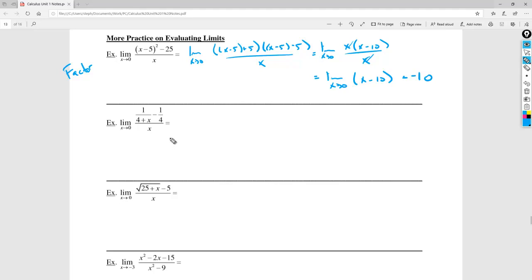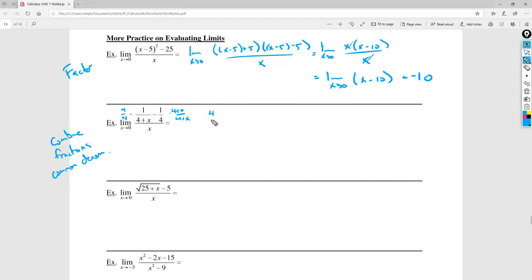Next one, I have a complex fraction. So this is going to be our combine fractions strategy, or get a common denominator, however you want to think about it. Alright, so in order to get a common denominator, I'm going to multiply 1/4 by (4 plus x) over (4 plus x). I'm going to multiply 1 over (4 plus x) by 4 over 4. And do not combine, that will just make your life harder.